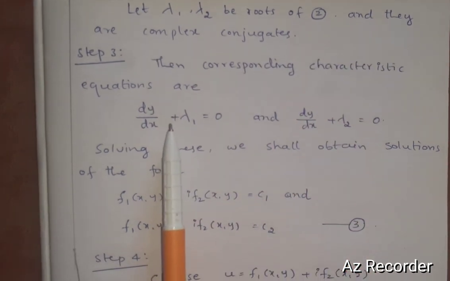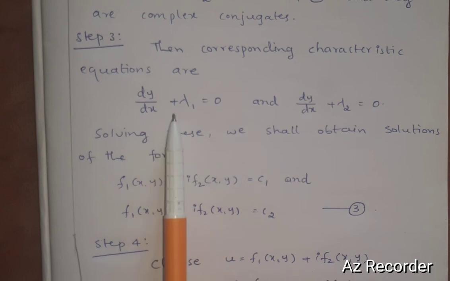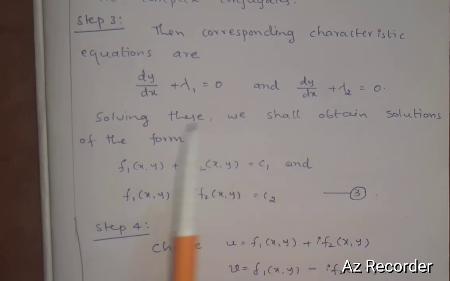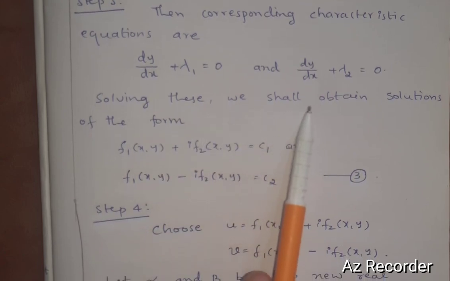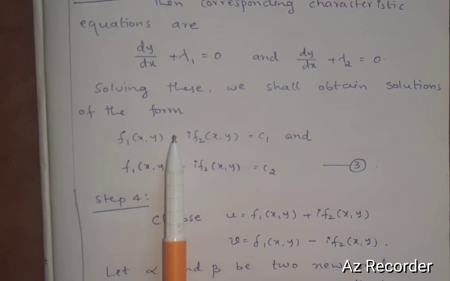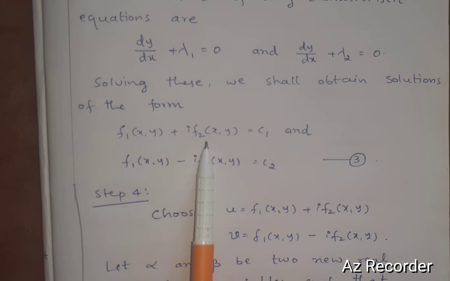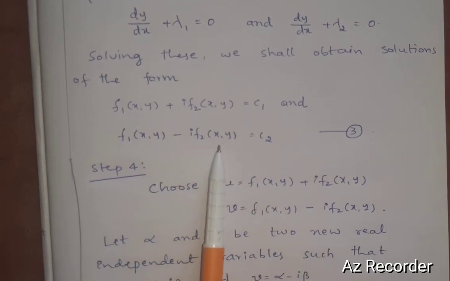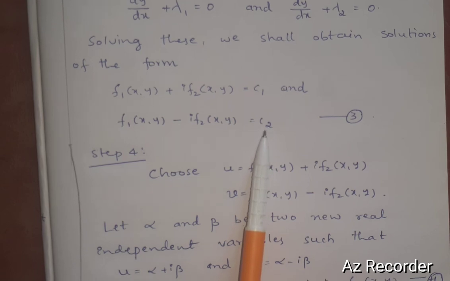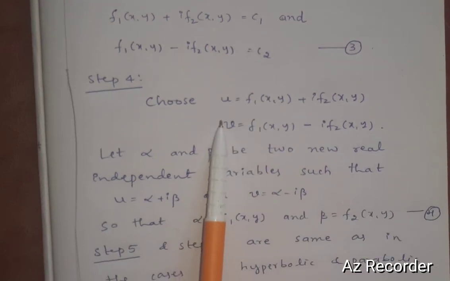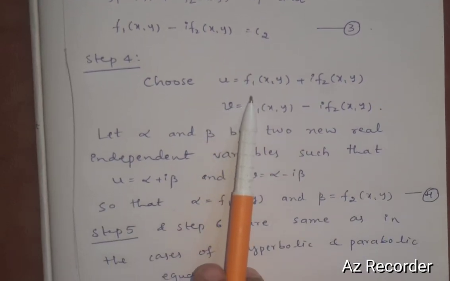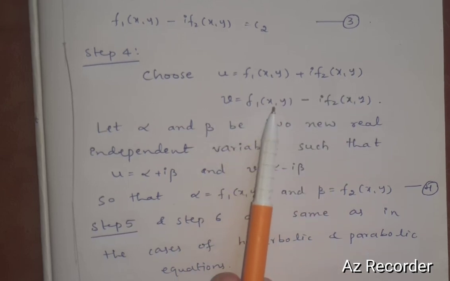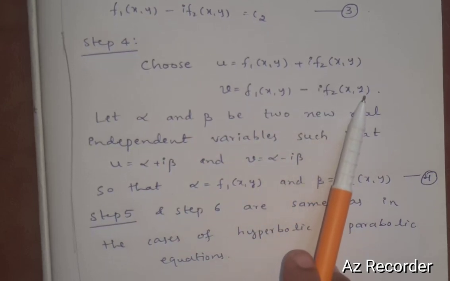Next, the corresponding characteristic equations are dy/dx + λ1 = 0 and dy/dx + λ2 = 0. Solving these, we shall obtain solutions of the form f1(x,y) + i f2(x,y) = c1 and f1(x,y) − i f2(x,y) = c2. So step 4, let us choose u = f1(x,y) + i f2(x,y) and v = f1(x,y) − i f2(x,y).